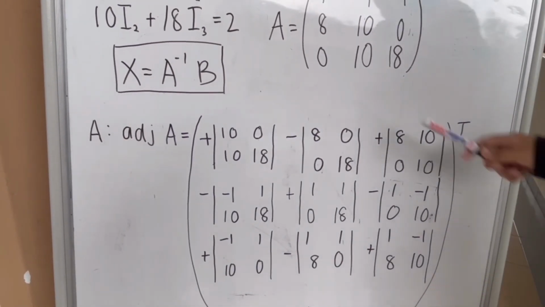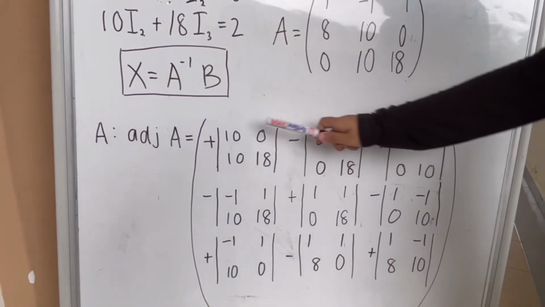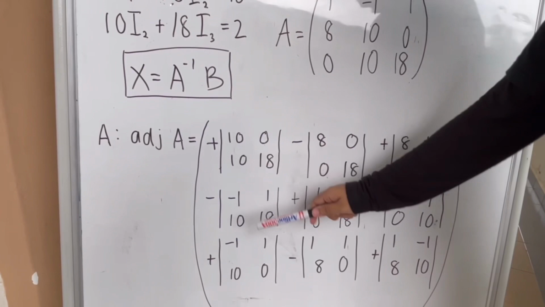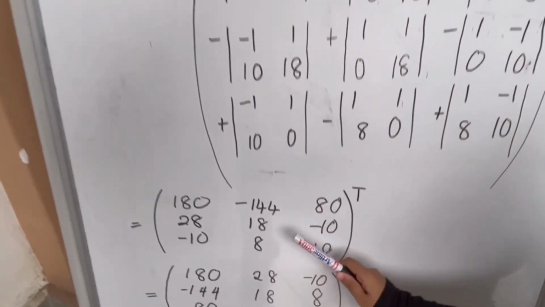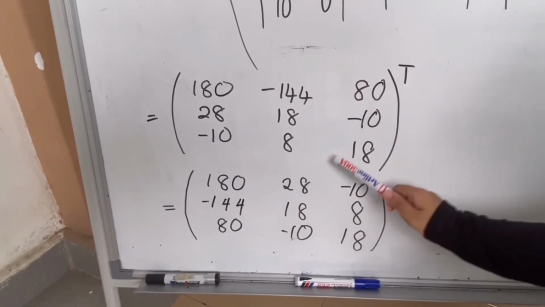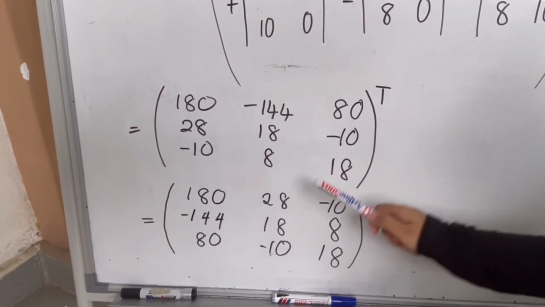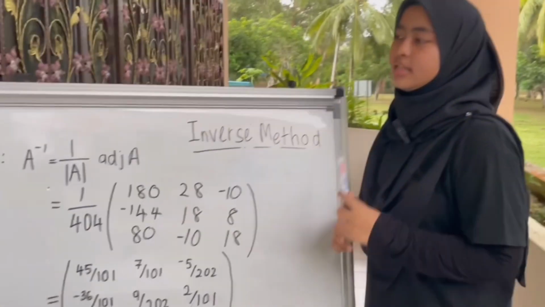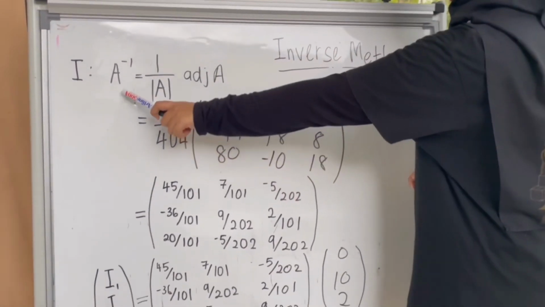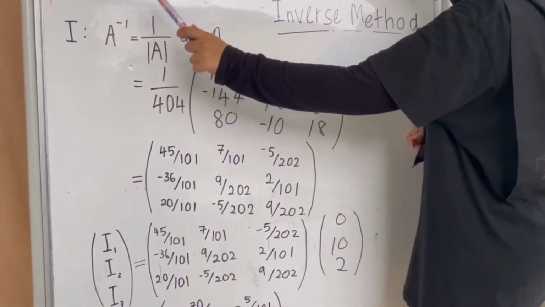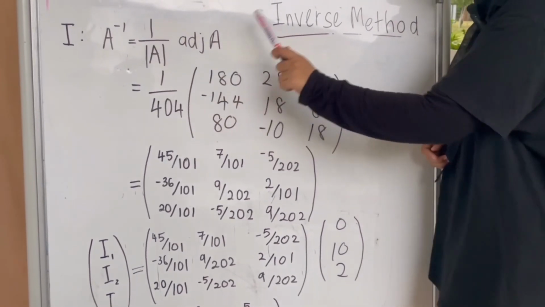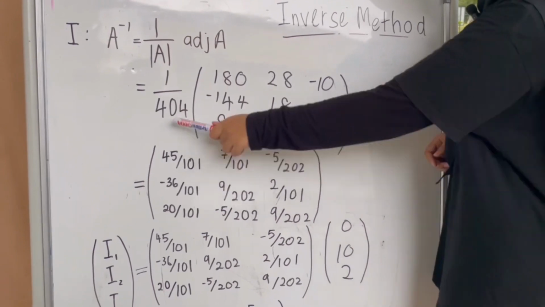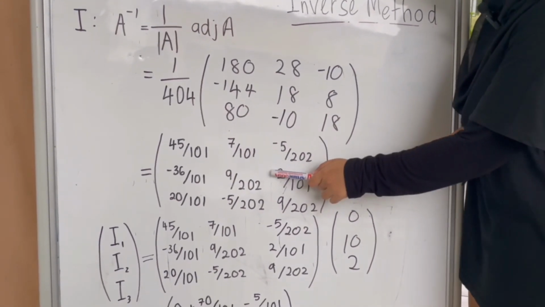So then we calculate all of this using AD minus BC. That's why we get it like this. And we transpose, and it becomes like this. After we find the adjoint A and determinant, we can find the A inverse. A inverse is equal to 1 over determinant multiplied by adjoint A. So the numbers that we got earlier, we can insert in the formula and calculate it. We will get like this.